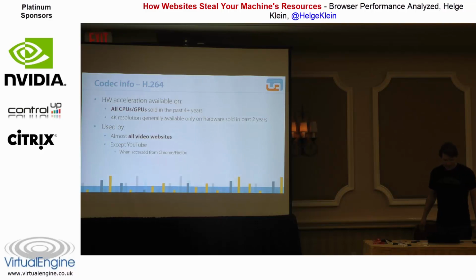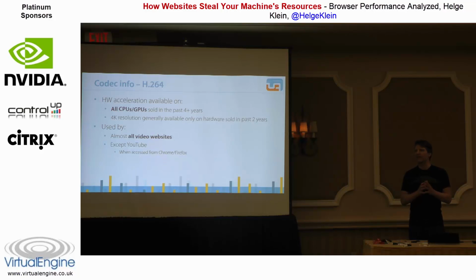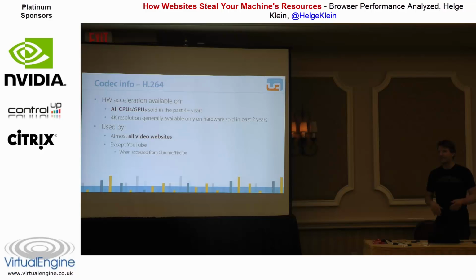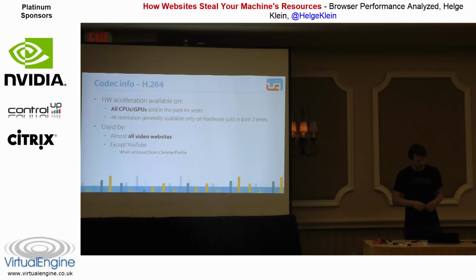So, a little bit of information on the various codecs and where they can be accelerated and decoded in hardware. So we saw that H.264 is the codec that is most popular, that is basically supported anywhere in any browser. And it can also be hardware accelerated, basically on any device, on any GPU that has been sold in the past 4 years or so. But if you look at 4K, so if you want to play 4K videos and have them hardware accelerated, you need a little bit newer card.